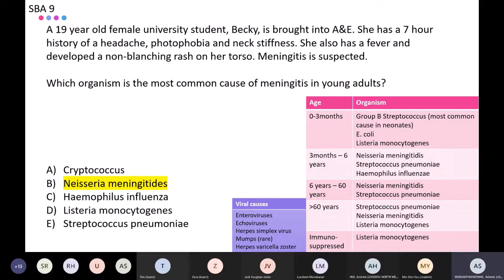So this table is quite useful just to know the different organisms for different age groups, and I've also put the common viral causes here as well, just for your learning. But I'm not going to go into too much detail on all the microorganisms here.